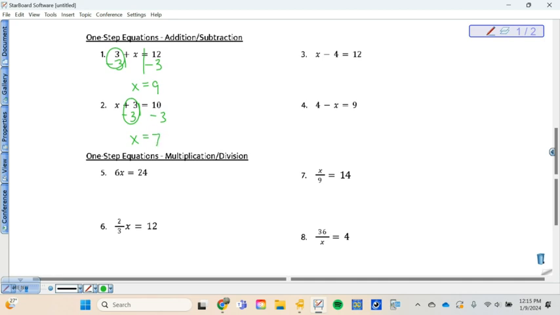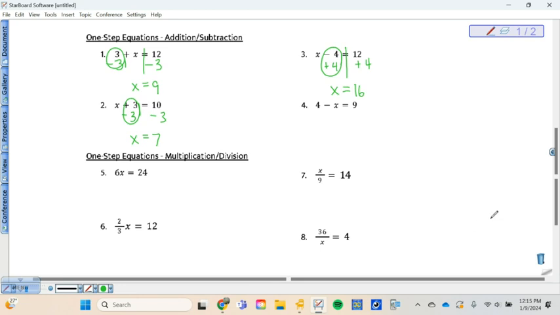What about number 3? What's the original operation? How do you undo subtraction? So what am I going to add? 4. Good. I'm going to add 4 to both sides, right? Yeah, these 4's cancel out, so we have x is equal to? Very good, 16.